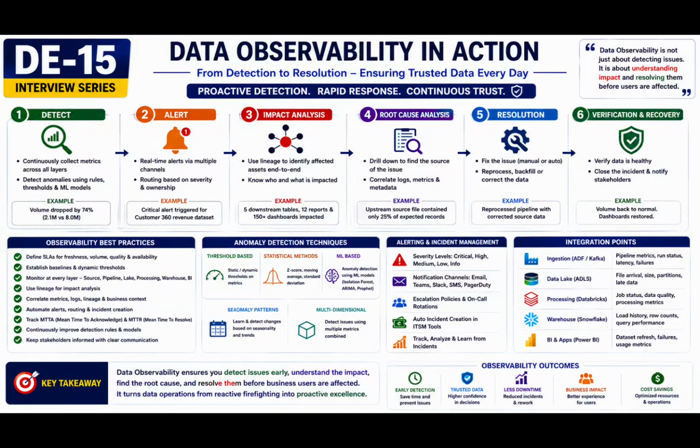Then step 5 is resolution. Depending on the situation, we might reprocess the data or backfill missing records, then correct the transformation, or restore a previous version, or wait for the upstream source to recover. The important principle is don't blindly rerun everything. So use lineage and pipeline design to identify the affected stage and recover safely.